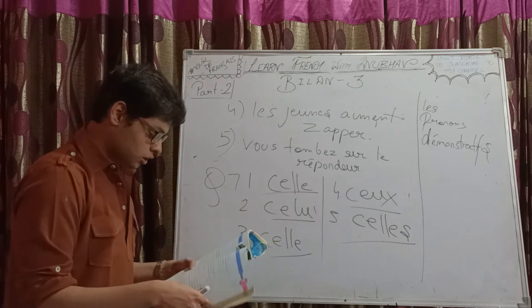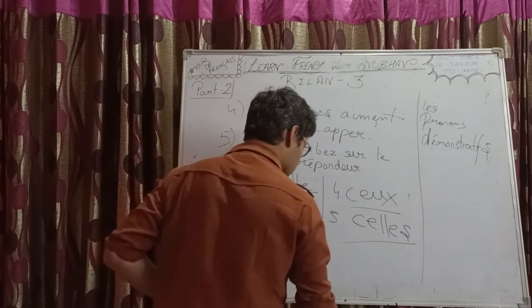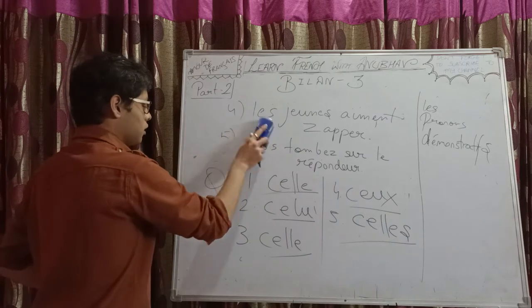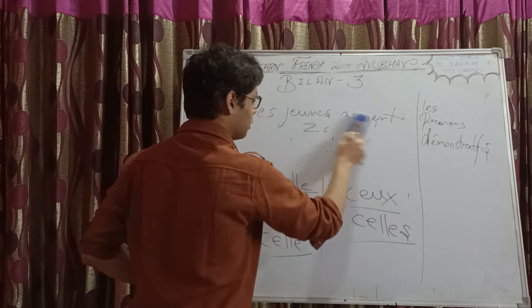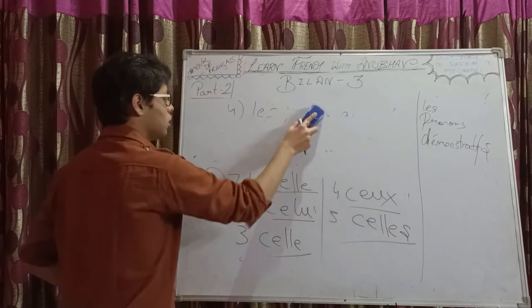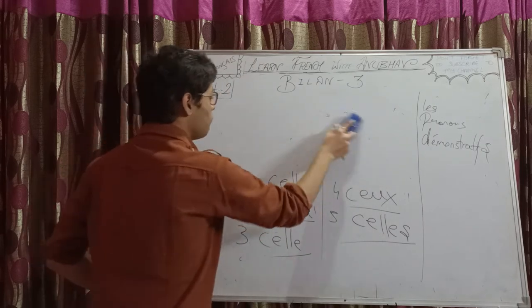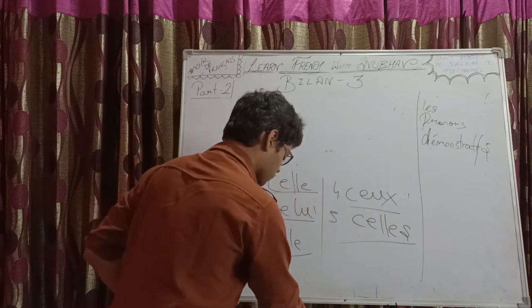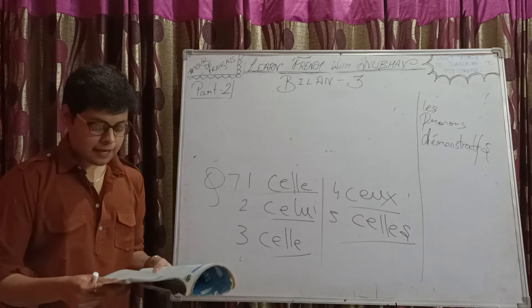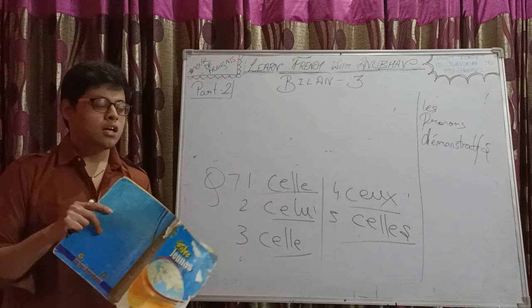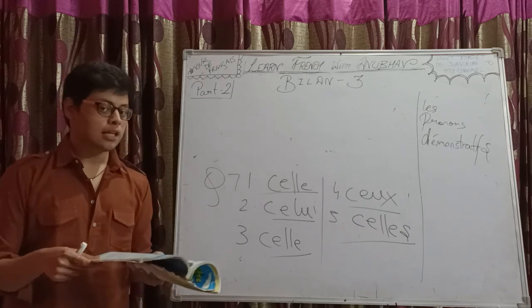Now we have to do question number 8. Question number 8, I will tell you how we'll be doing. Wait. For that, I need to rub off the above portion. Okay. So, how we will do it? See. Question number 8 is: Refaites les phrases en italique en utilisant il faut. The sentences in italics, using il faut.